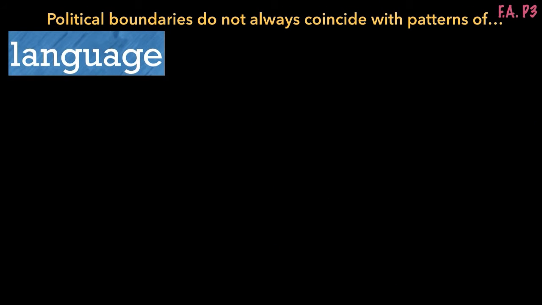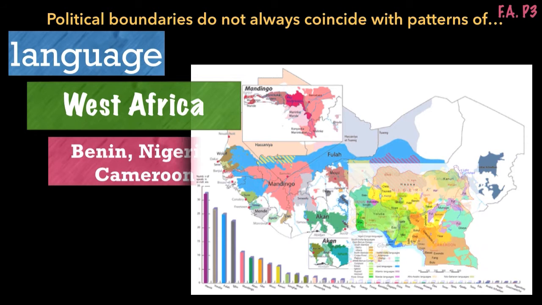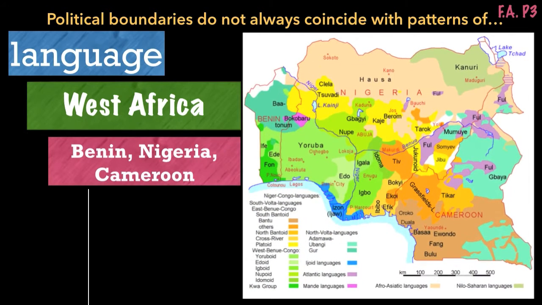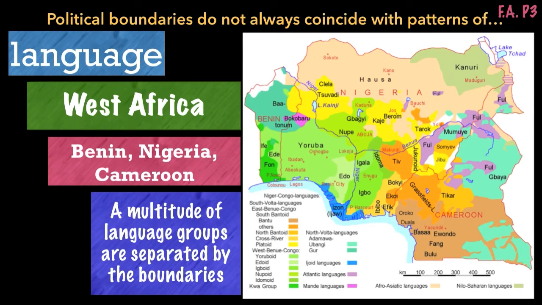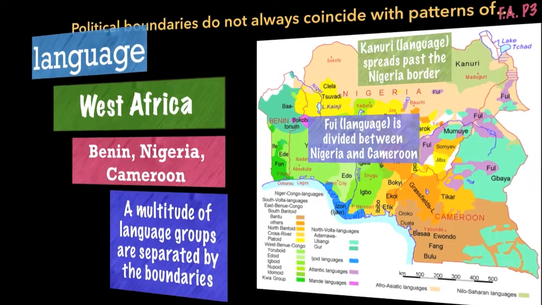Political boundaries do not always coincide with patterns of language. This can be seen in West Africa, where you see multiple language groups crossing the borders of the countries. We're going to zoom in on a specific place, known as Benin, Nigeria, and Cameroon, where we can see a multitude of language groups separated by the political boundaries of these countries. For example, Kanuri language spreads past the Nigerian border, and Fulfulde is divided by Nigeria and Cameroon and spills into multiple places of both countries.